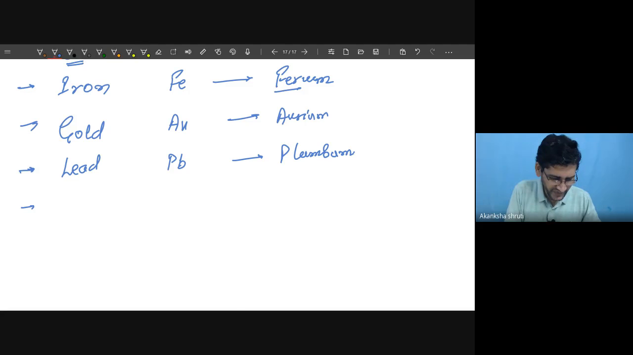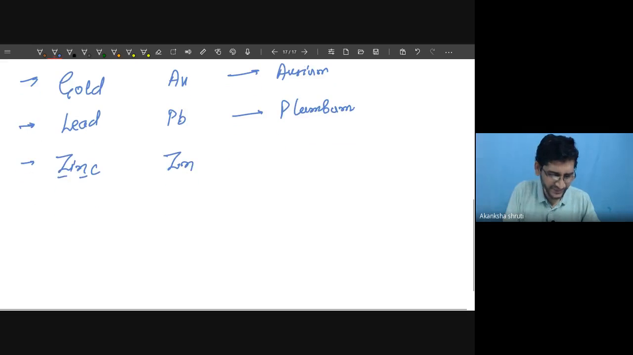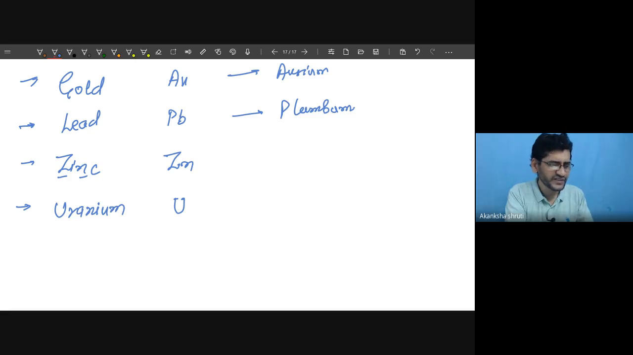Then one more, zinc. Zinc oxide, zinc chloride, and zinc sulfate are very useful. The symbol for zinc is Zn, considering the Z and N. Another important one is uranium. Uranium is a radioactive element used in nuclear reactors, denoted by U. Okay, students, whatever symbols we have written, these are very important, and we need to keep them in mind. Let me write one more.